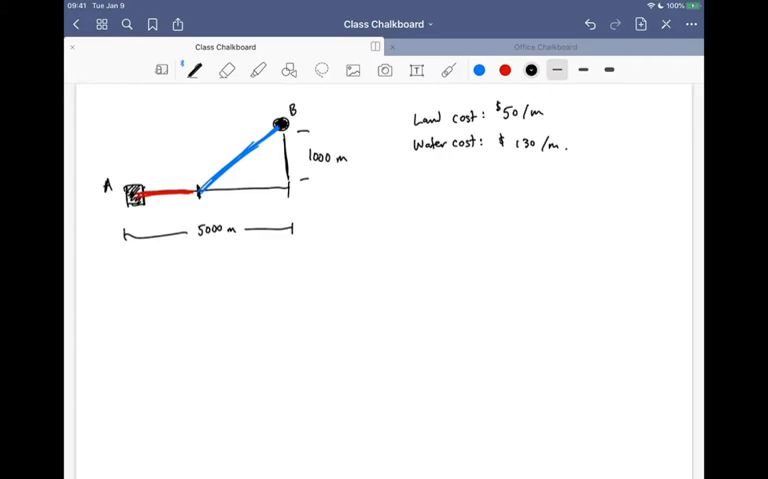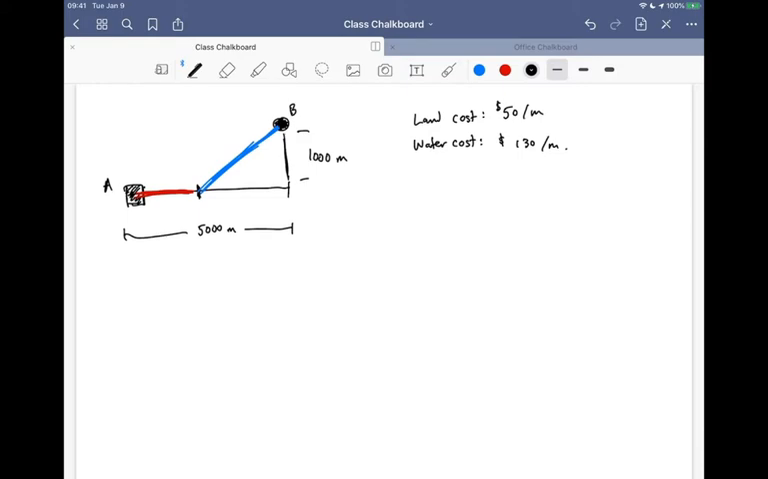Okay, so clearly we want to use as little water cost or as little water cable as is absolutely necessary in order to do this. But we are going to have to use at minimum 1,000 meters of cabling under the water because that's the distance from the point B to the shore. Maybe we'll use a little bit more than that. Maybe we'll use a lot more than that. But at bare minimum, it can't be any less than 1,000.